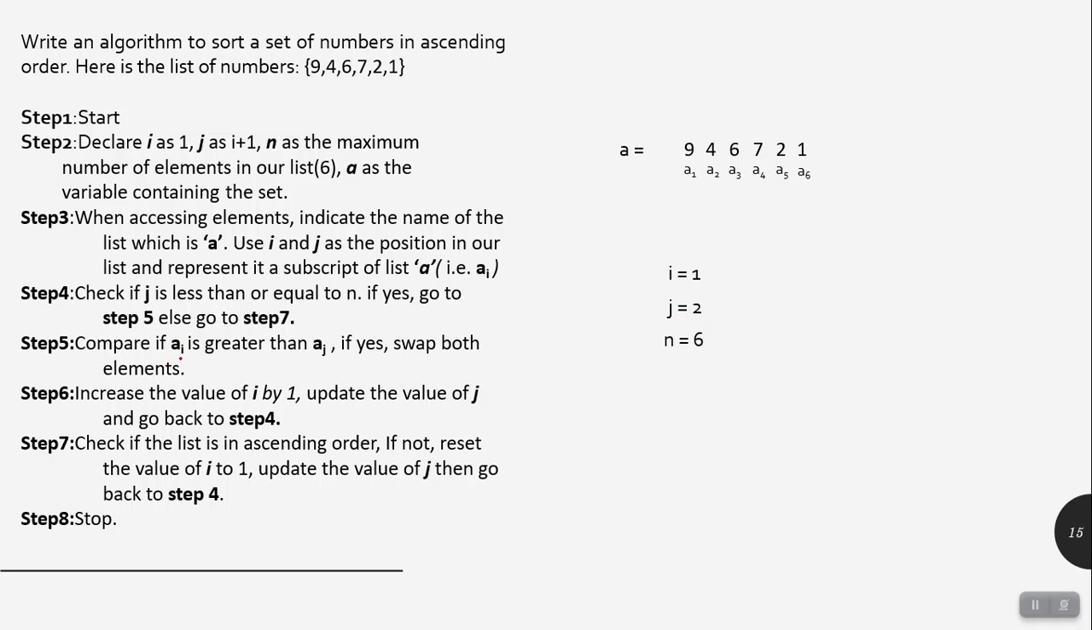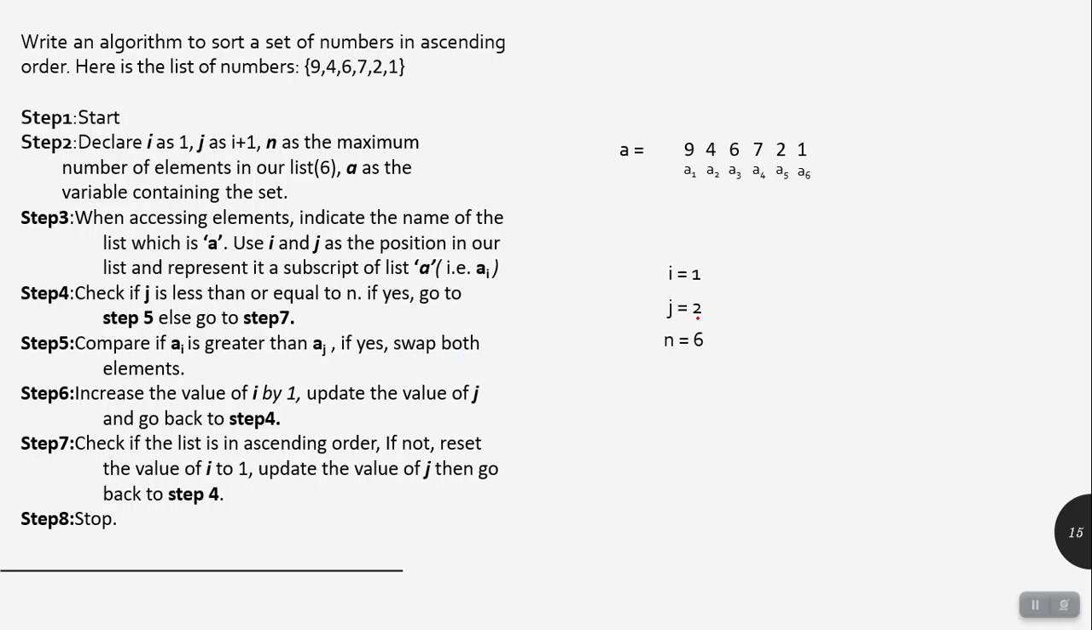So what is a sub i? Since i is equal to 1, that's a sub 1. Remember, i is equal to 1 initially. So a sub 1 is equal to 9. Is it greater than a sub j?